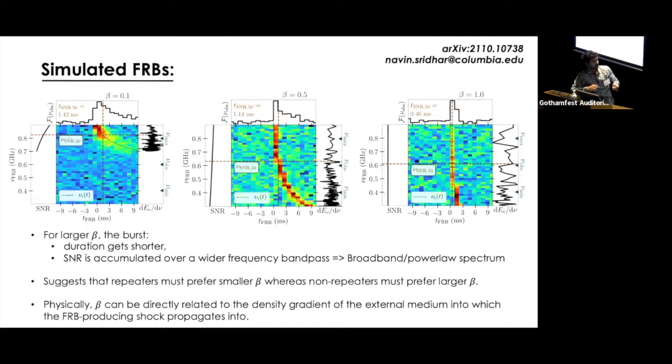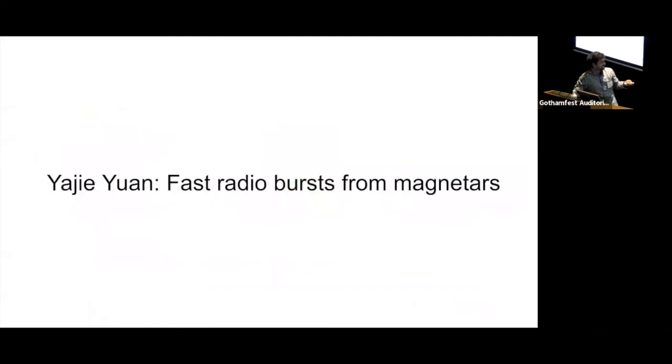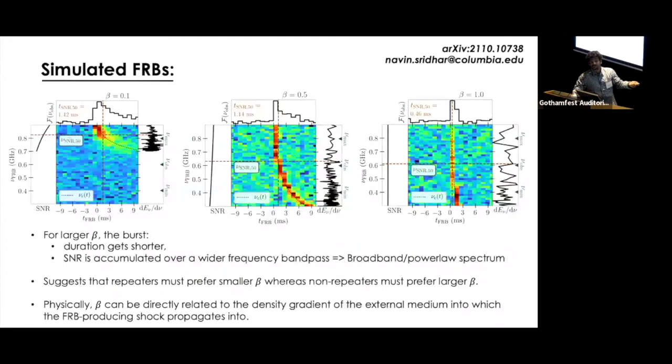So the spectrum for small beta bursts will also be very narrow. It's kind of Gaussianish compared to the spectrum for large beta bursts, which would be power law kind because they are spread throughout the band. This suggests that repeaters must prefer smaller power law index beta, whereas non-repeaters may prefer larger beta.